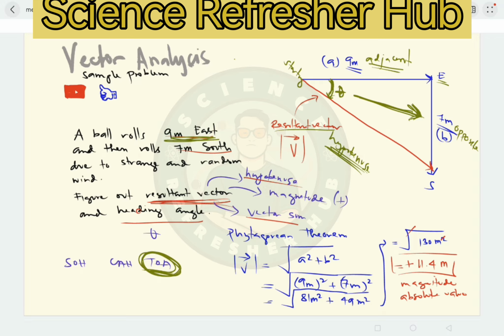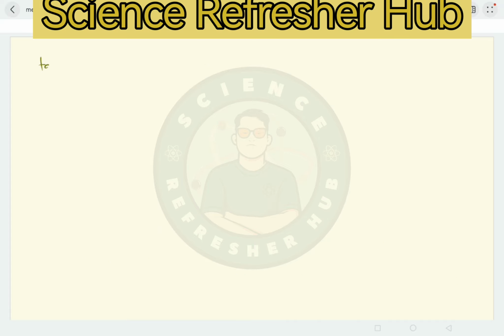Letter T stands for tan theta, equals O is for opposite, then you will divide it by A. This is TOA. Okay? So A is adjacent. This is your opposite side. This is your adjacent side. Okay? Let's continue. We'll write again the equation. Tan theta is equal to opposite over the adjacent.